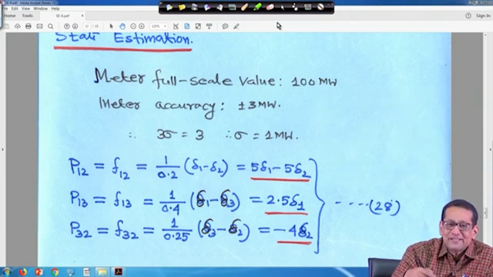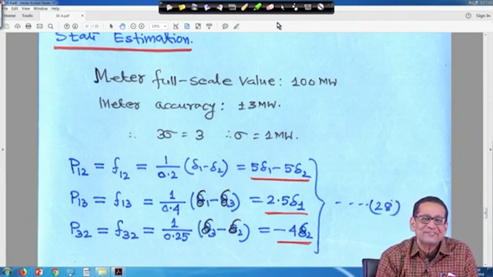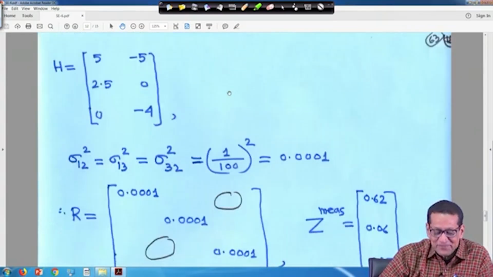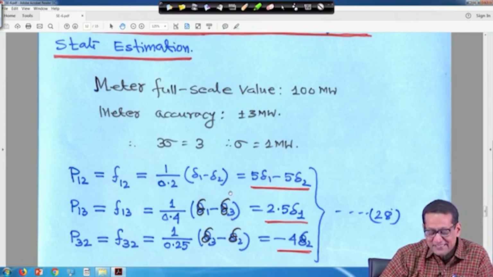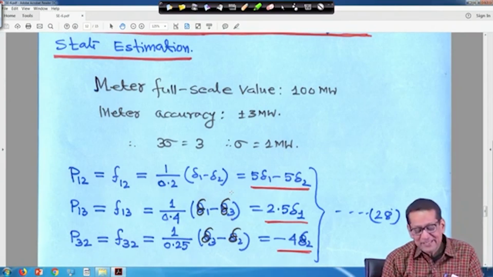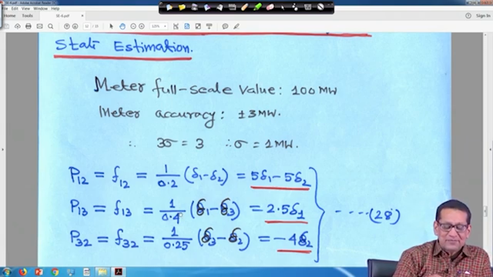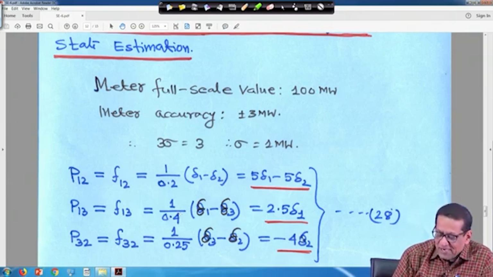Only thing is that regarding that R, initially I saw it as R actually, but it was R inverse. So everything, all the notes, is correct to the best of my knowledge. Now, similarly F13 is 1 upon 0.4 times delta 1 minus delta 3, but delta 3 is the slack bus, so delta 3 is 0. So it is 2.5 delta 1. And F32, that is F3, that is P32, is 1 upon 0.25, because x32 is 0.25, x13 is 0.4, all these parameters we took initially. Delta 3 is 0, so it will be minus 4 delta 2.